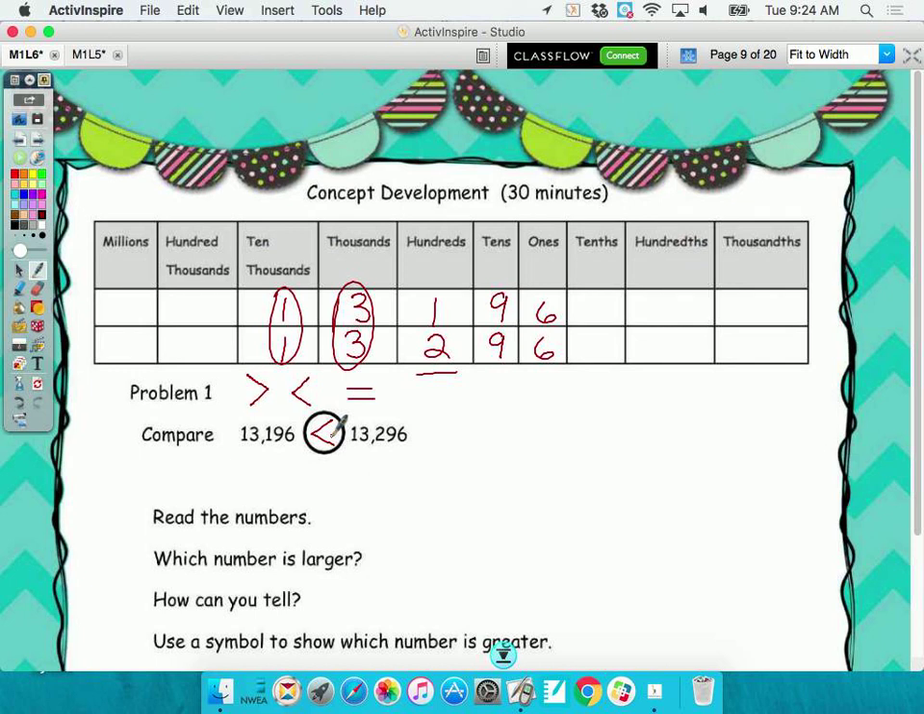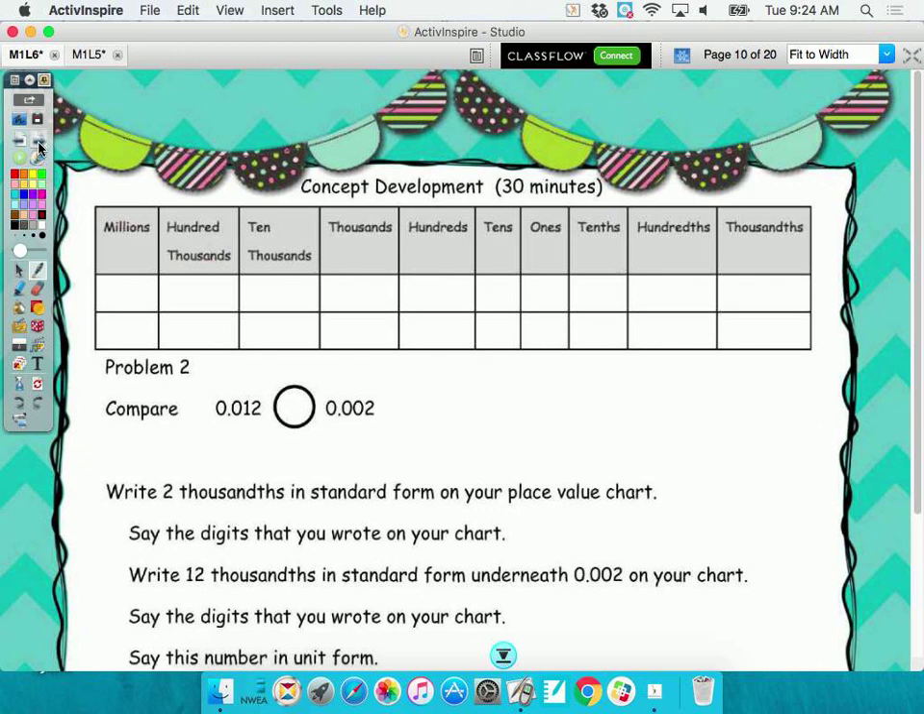Okay. Well, we're going to apply that same strategy to decimals. Now, the only trick to decimals is you have to add in zeros if your place values do not match up. And I'll show you what that is. So, did you go ahead and answer problem 1? Yeah. Okay, let's do problem 2.